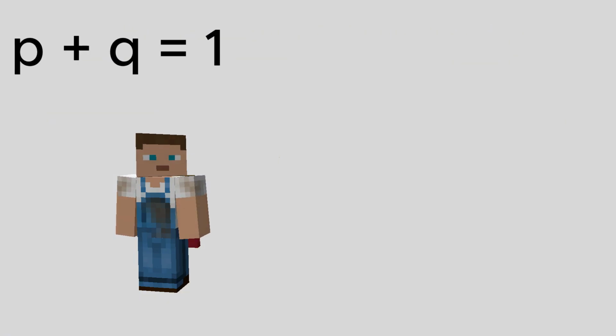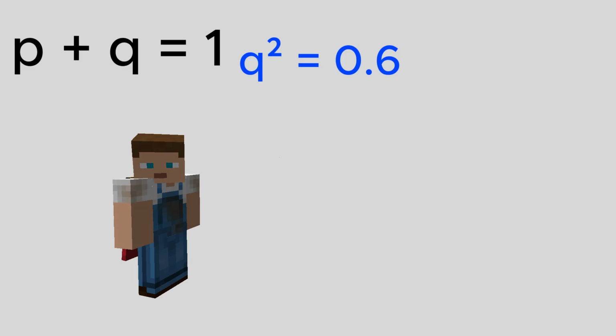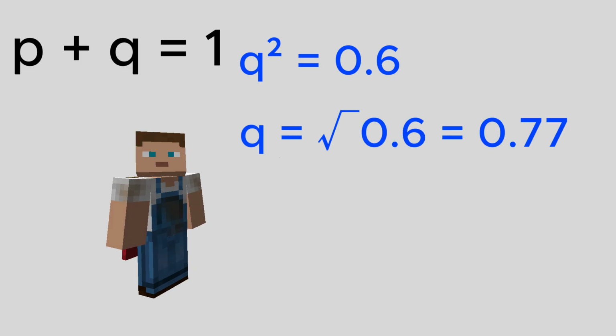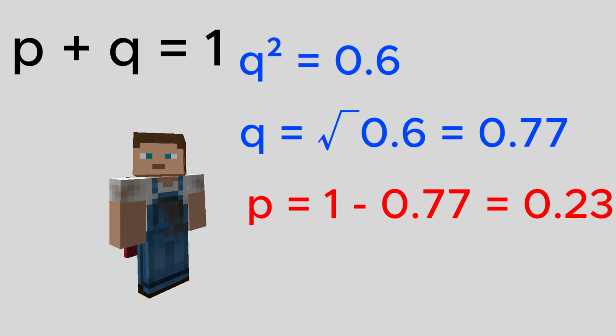First, we start with the basic Hardy-Weinberg equation, adding in our known Q squared value of 0.6. Next, we determine the value of Q by taking the square root of Q squared. The square root of 0.6 is 0.77. This means that Q is equal to 0.77. Using the knowledge of P plus Q equaling 1, we can solve for P. 1 minus 0.77 is equal to 0.23. So, our P value is 0.23.